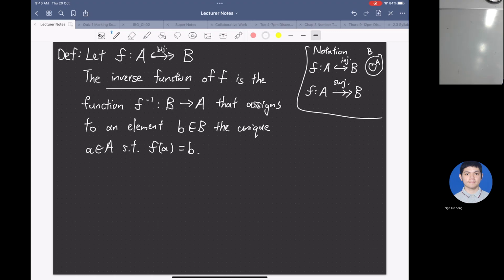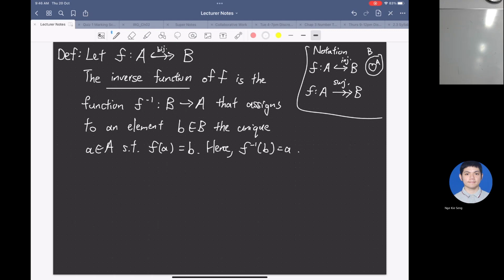So you give me b. How do I send you to a? I just take the pre-image of b under f, because f is onto, right? If it's onto, there's one pre-image that gets sent to b. So I will write: hence f(a) equals b.